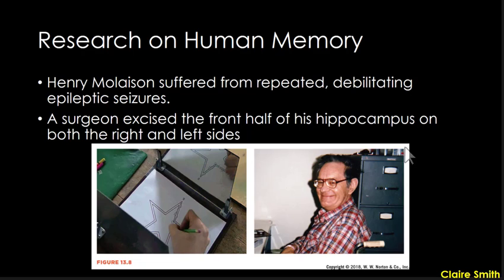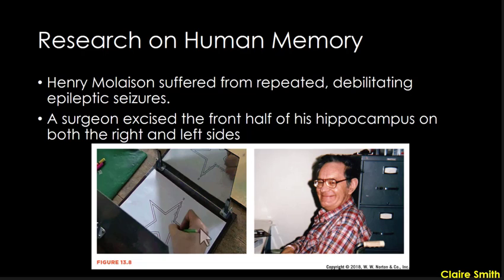So this HM, I forget how old he was. I wonder if it says here. It doesn't say how old he was when he had the bilateral medial temporal lobe removed, but he was studied for over 40 years. So after his surgery, and they realized this affects his memory, he agreed to participate in a lot of different research studies.